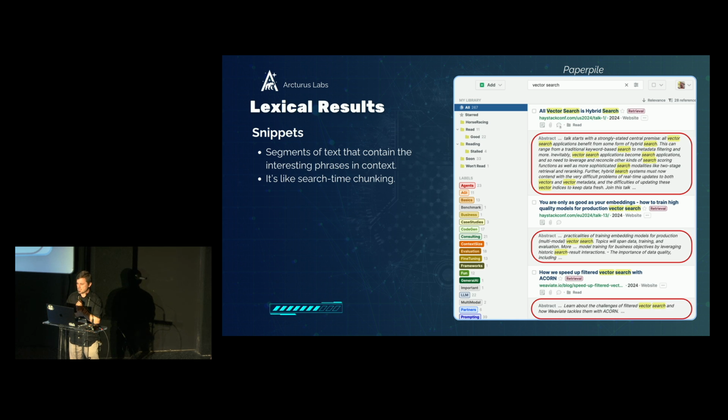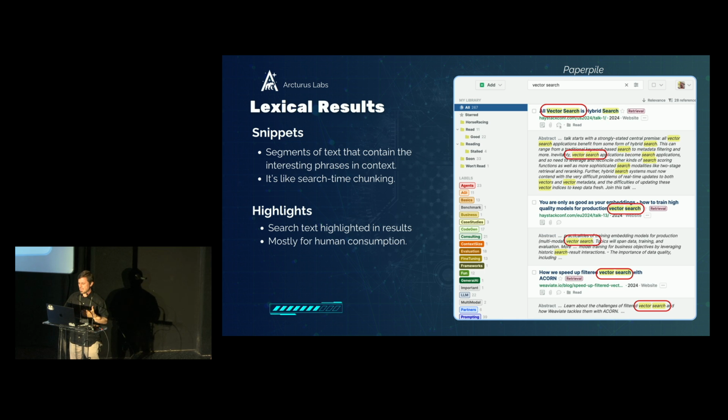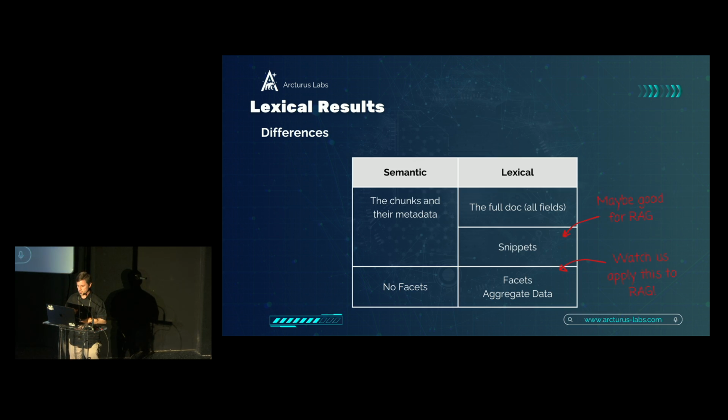Lexical search also has snippets. Kind of think of this as search time chunking. It's chunking specifically to the pieces that are the most relevant. Highlights, I tossed it in there, but help me think of a good use case for it. It's kind of cool that we can do that with lexical search. It's harder to do this with semantic search.